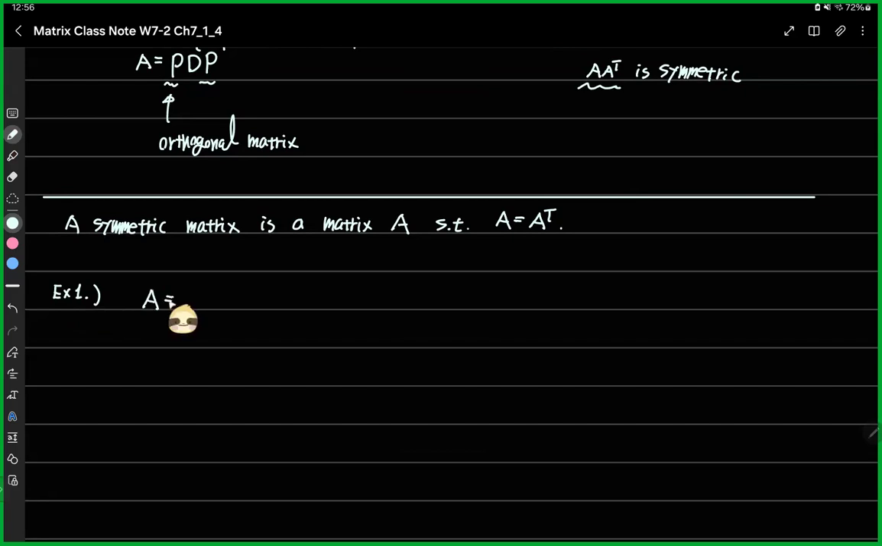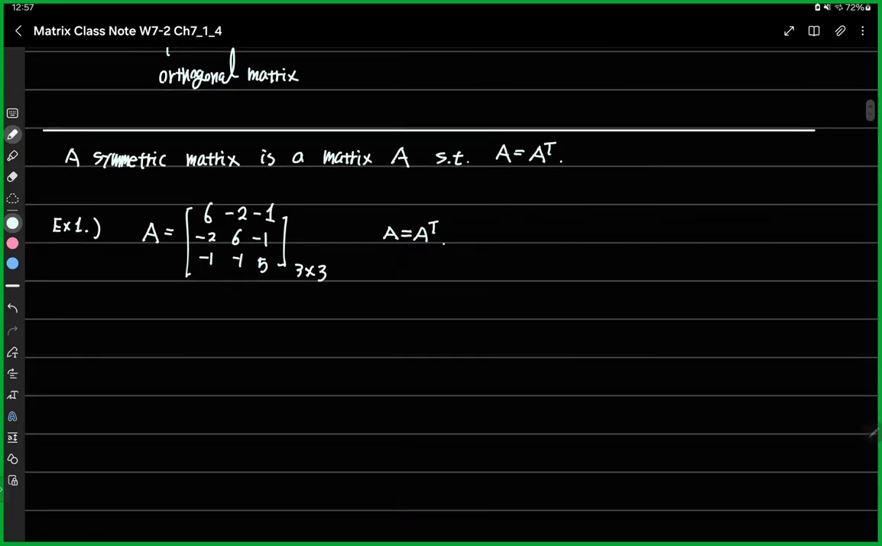So let's say A is [1, 6, -2, -1], [-2, 6, -1], and [-1, -1, 5]. So this is a 3 by 3 matrix, and then you can see that all of the non-diagonal entries are paired: -2, -2, -1, -1, -1, -1, right? So A must be symmetric, which means that A is equal to A transpose. So let's find out.